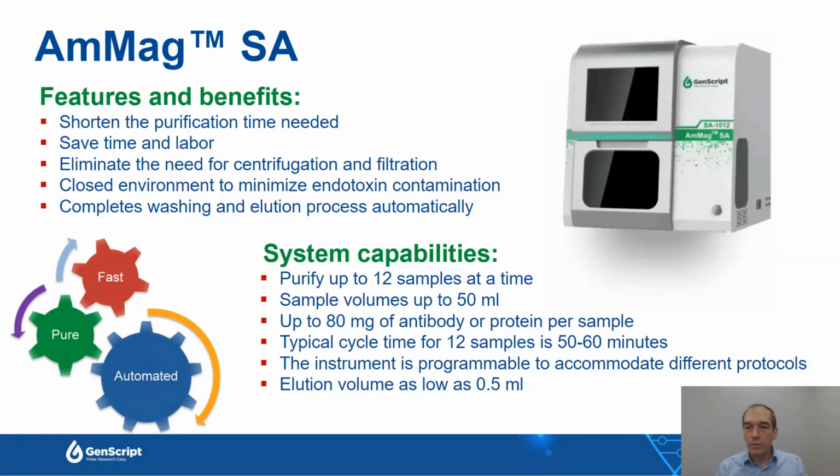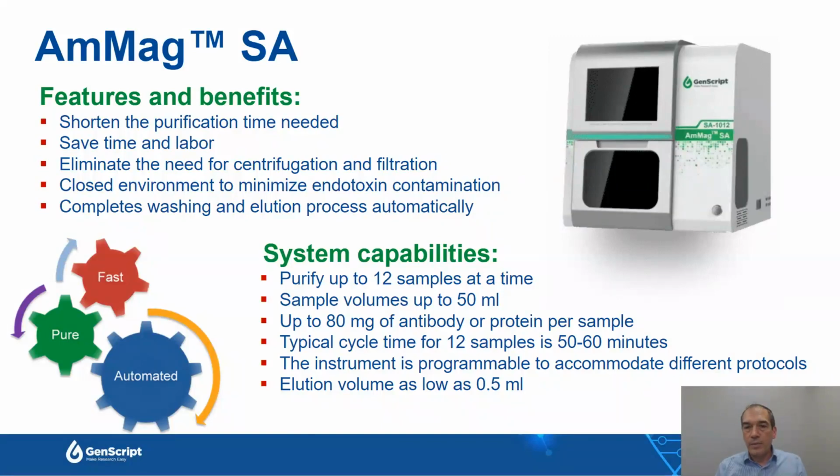The instrument is programmable to accommodate different protocols and different expression tags with different purification magnetic beads. And elution volume can be as low as 0.5 milliliters. The main benefit of this instrument is increased throughput. You can purify a very high number of molecules very quickly. 60 to 70 proteins can be purified within a day.